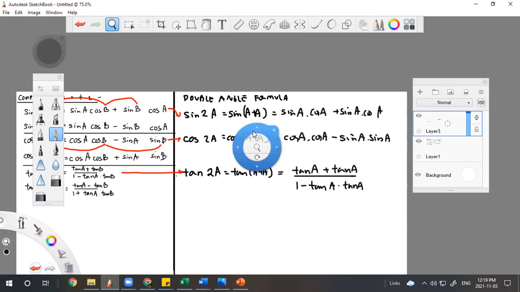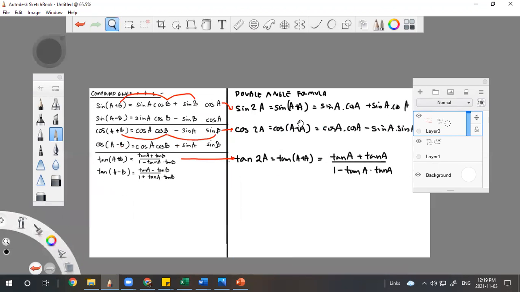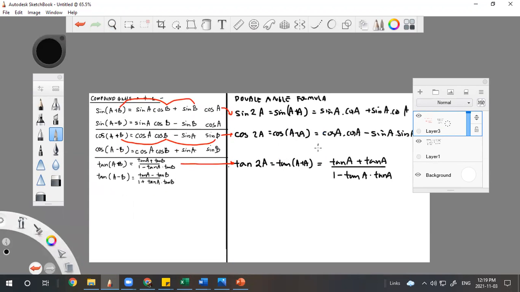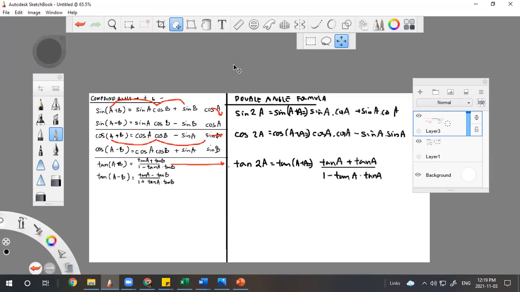Okay, so you understand now where the double angle formula comes from. The double angle formula comes from the compound angle formula, right? They are connected one to another. Now, let's think further.